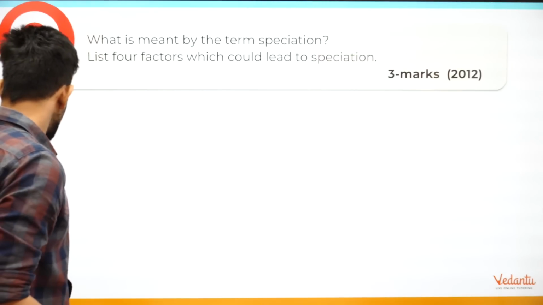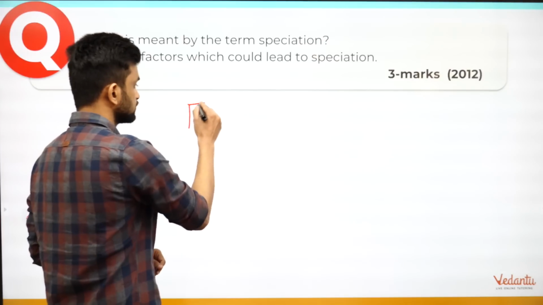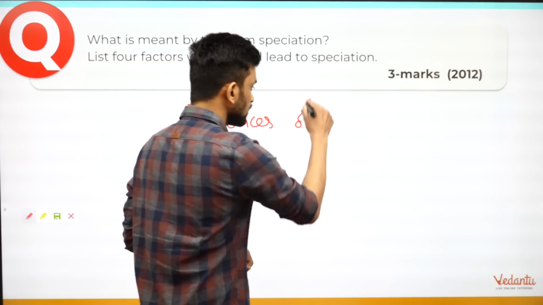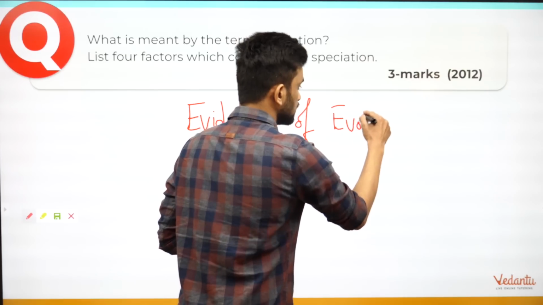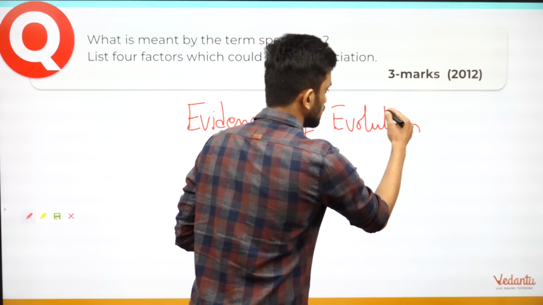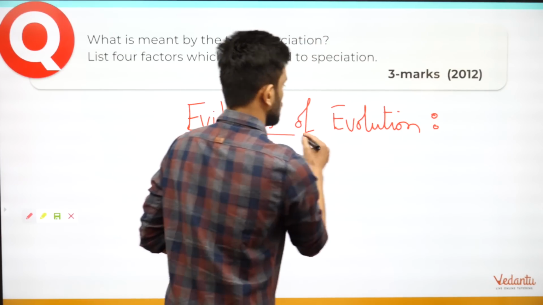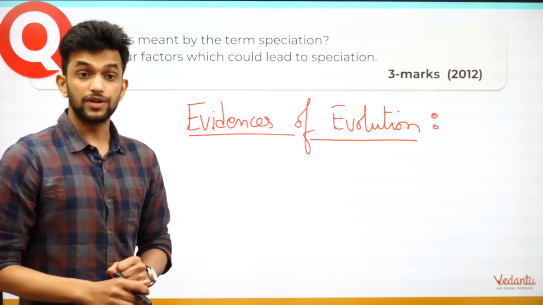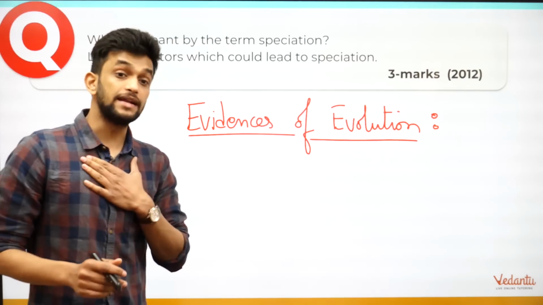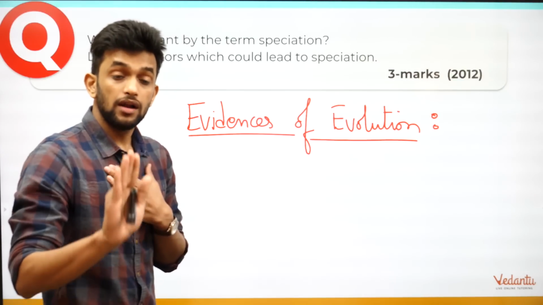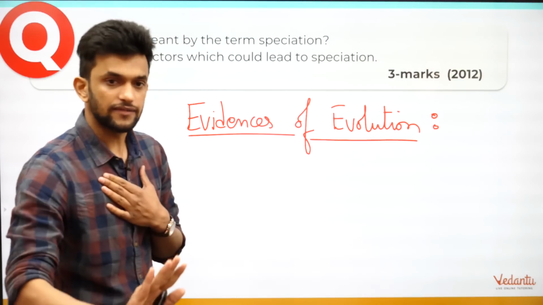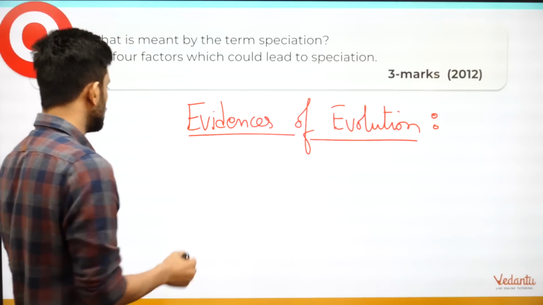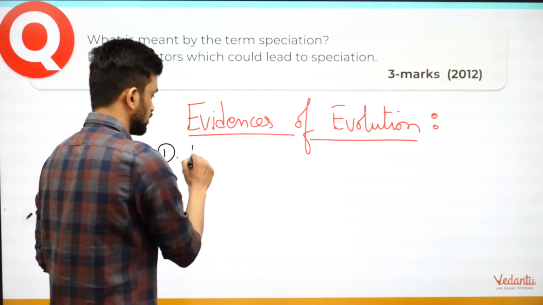Now I'll tell you about evidences of evolution. What do we mean by evidences of evolution? As I told you, we are scientists. We believe only on what? Evidences. If evidences are not there, I would say evolution has never taken place. So there are certain evidences of evolution. The first one is what?